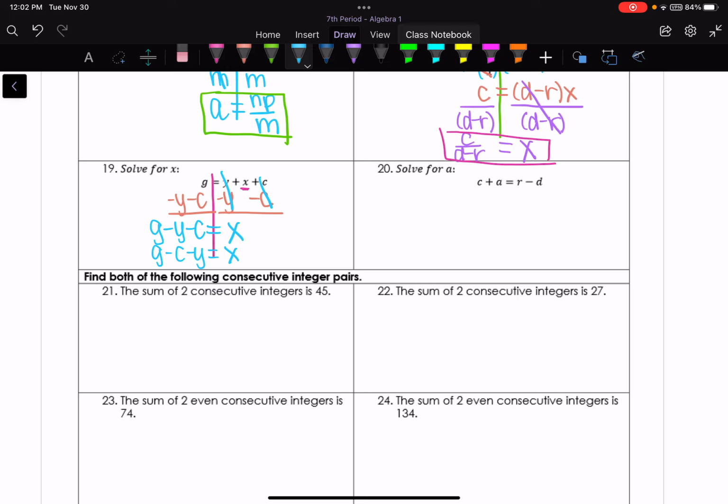All right, next one, we are going to solve for a. So that is our end goal, is to solve for a. Here we're going to draw our line straight down the center of our equal sign. We have c plus a equals r minus d. So to get a by itself, we've got to get rid of this positive c. To undo a positive c, we are going to subtract c from both sides. When I do that, I am left with a equals r minus d, and then minus c at the very end. And that's it for that literal equation.